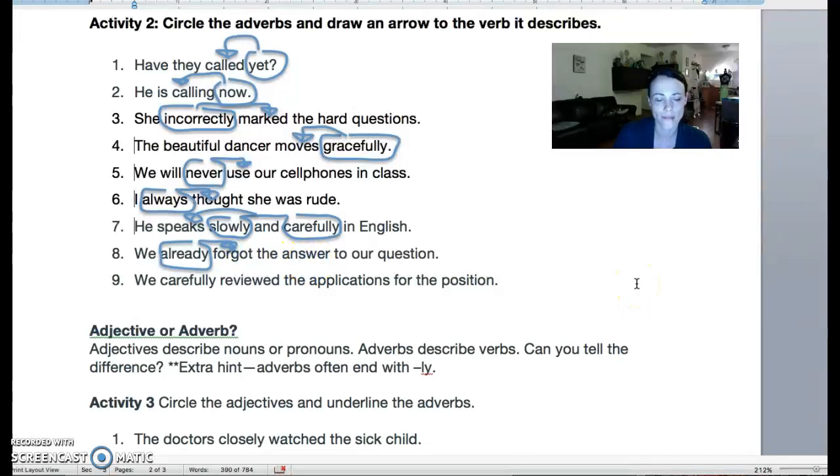And then finally, we carefully reviewed the applications for the position. Where is our adverb? Carefully. I should be more careful when I circle carefully. Carefully is describing the verb reviewed. How did we review the applications? Carefully.